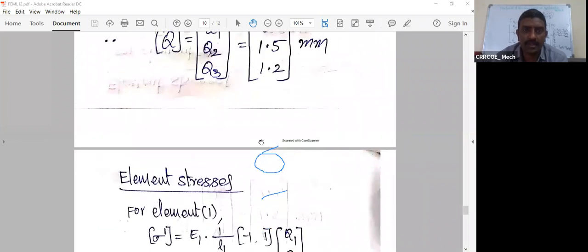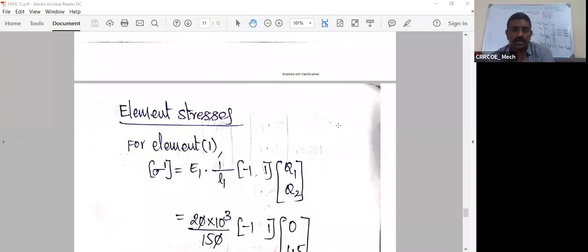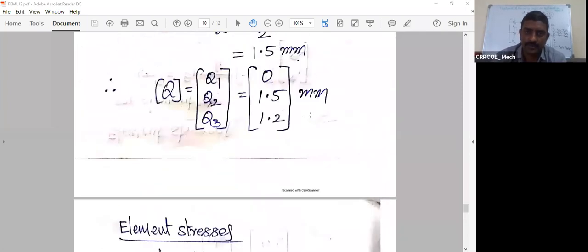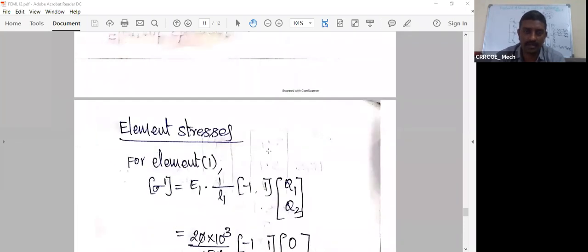So after getting the nodal displacements, we can find whatever we want. You can find the stresses, the strain values, and also the reaction forces. In the finite element method, the most important vector is the global nodal displacement. This is the unknown. After getting it, everything else can be found.